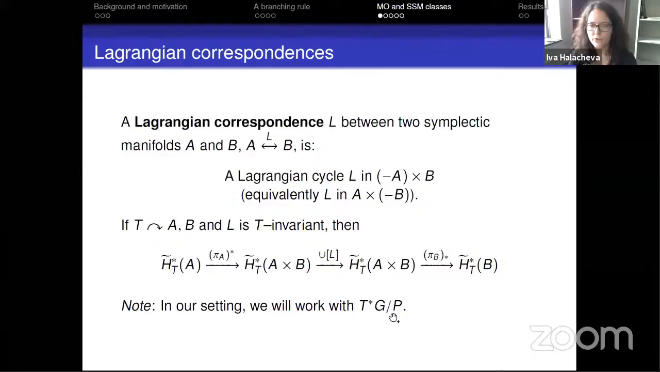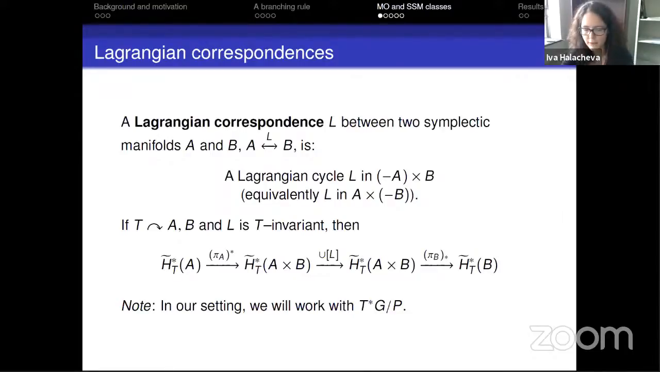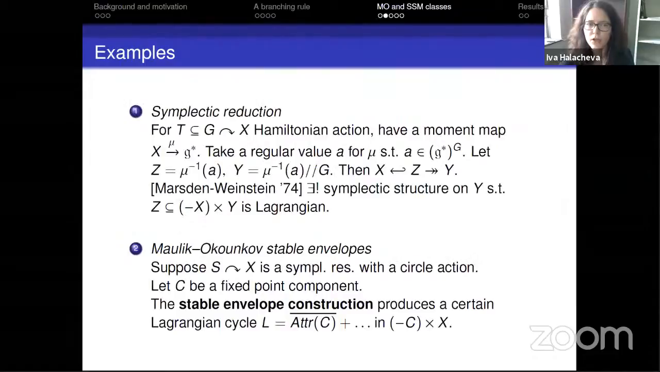And our symplectic manifolds, for our purposes, are going to be the cotangent bundles of the partial flag varieties in this picture. Okay, so some examples of such Lagrangian correspondences are symplectic reduction. If you have a Hamiltonian action, then we can consider the moment map, and the preimage of a regular value under the moment map gives us another manifold Z, which is a Lagrangian cycle in the product of our original symplectic manifold X and the GIT quotient obtained from the regular value, which is also a G fixed point. So symplectic reduction is an example of a Lagrangian correspondence.